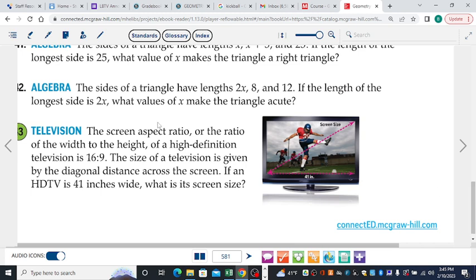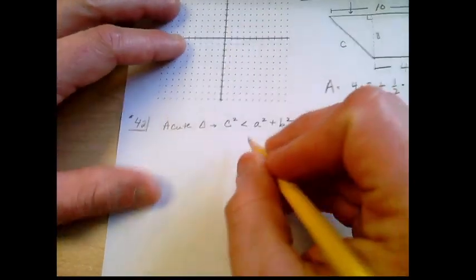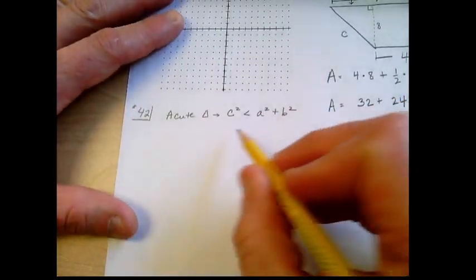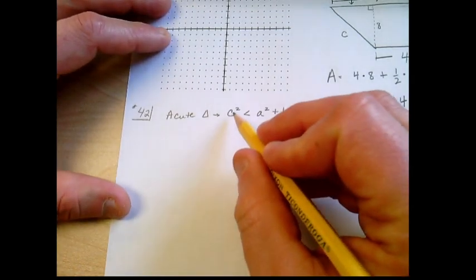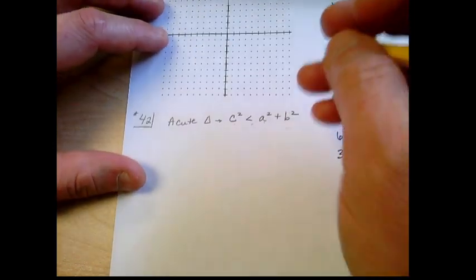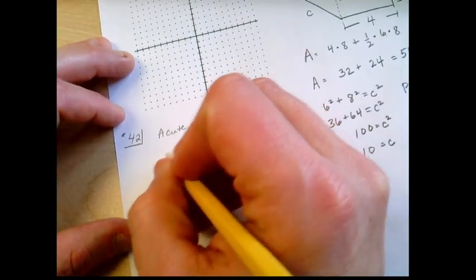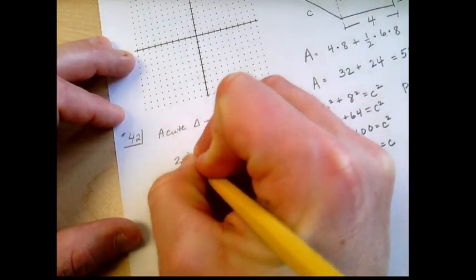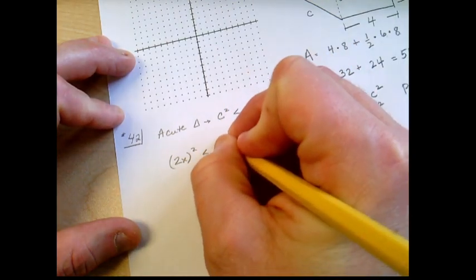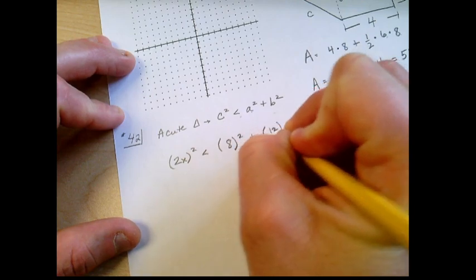Okay? So let's actually go back. I'm going to go back here. Sorry about that. And let's go right here. Okay. So I wrote down the equation that we talked about last week about the converse of the Pythagorean theorem. If c squared is less than a squared plus b squared, we have an acute triangle. Okay. Now those three lengths are, I got to write these down. The longest length was 2x. The next length was 8, and the next one was 12.